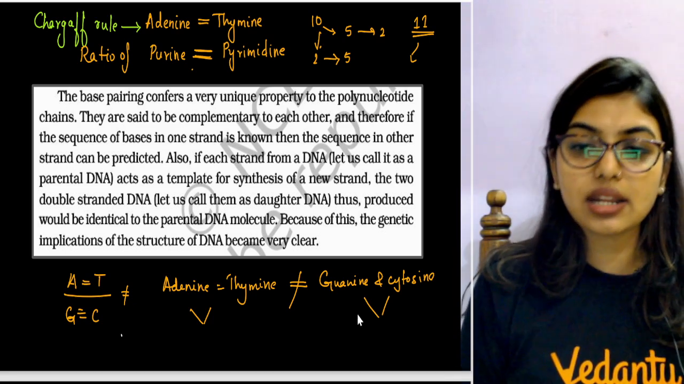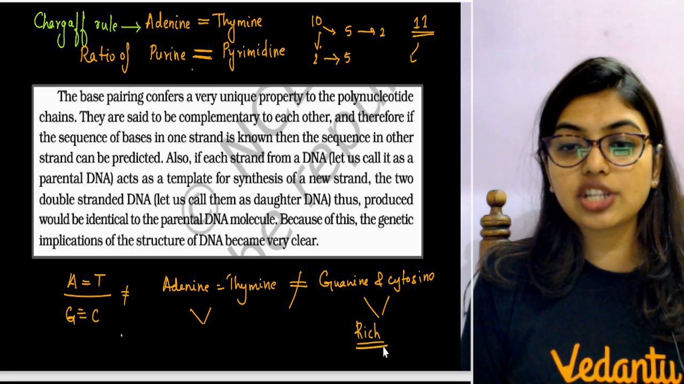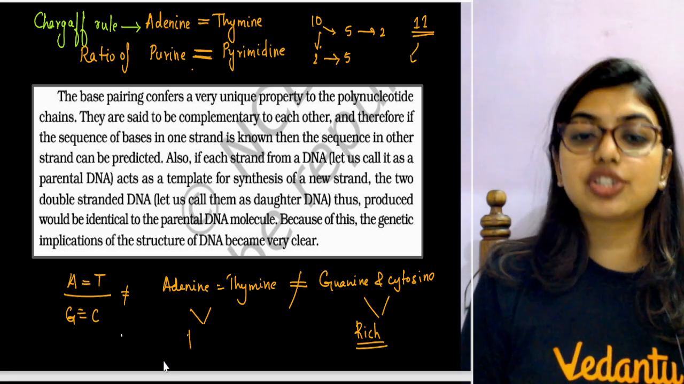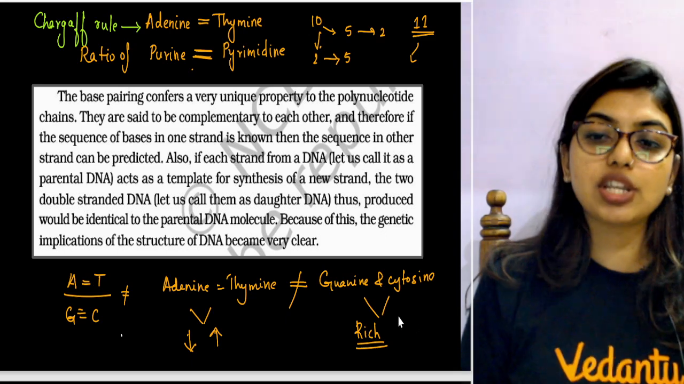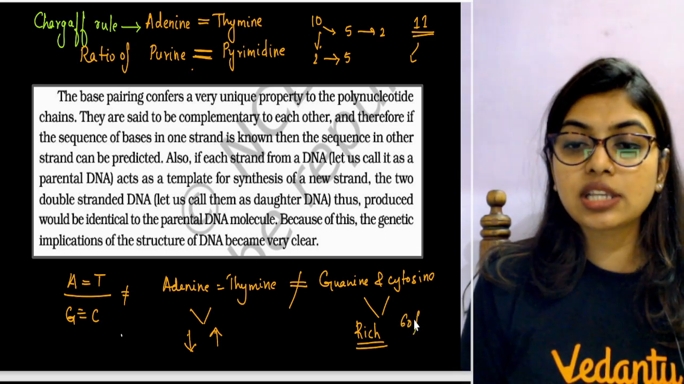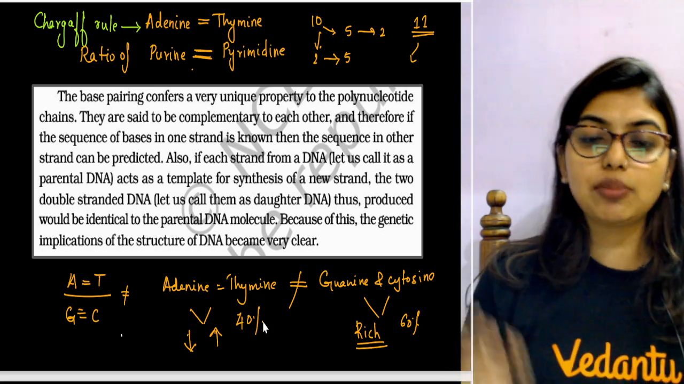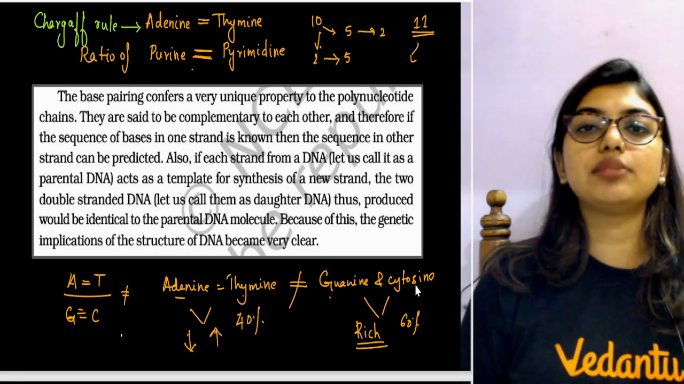No, students, there are regions in the DNA where we have guanine and cytosine rich regions. There are regions in the DNA where we have adenine and thymine rich regions or less regions. So this can keep changing. Maybe guanine and cytosine is 60% in DNA, but this is only 40%. It's completely possible. But adenine should always be equal to thymine and guanine should always be equal to cytosine.